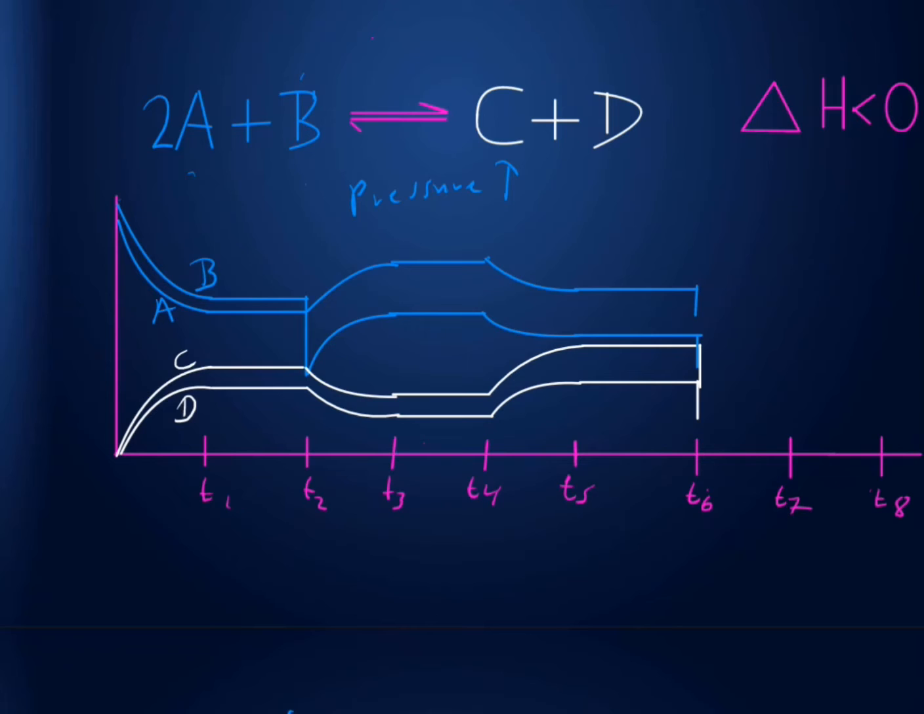So it will start increasing up until we reach a new equilibrium. While the forward reaction will start decreasing. So this is what we'll have. Not a straight line, but something like this. The forward reaction will start decreasing, right? Because it's not the one that is favored. So something like that.